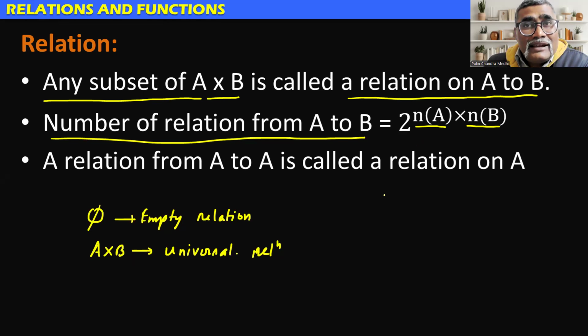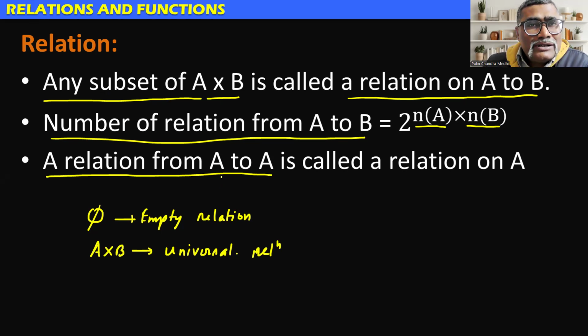And hence, every subset of A cross B represents a relation. Therefore, the total number of relations will be 2 to the power n(A) into n(B), where n(A) and n(B) are the cardinality of the sets A and B. Fine. Then the third point, a relation from A to A. Now, we are going to have relations not from a set A to another different set B, but from the same set to itself.